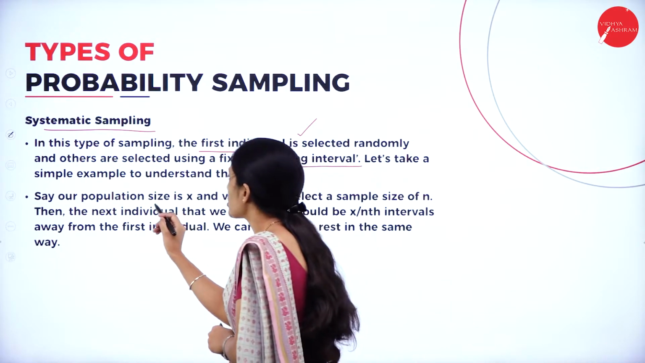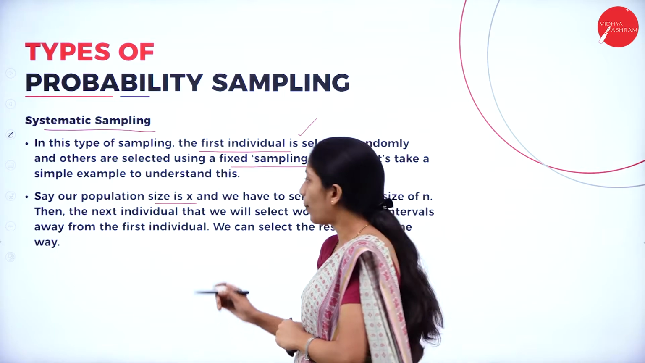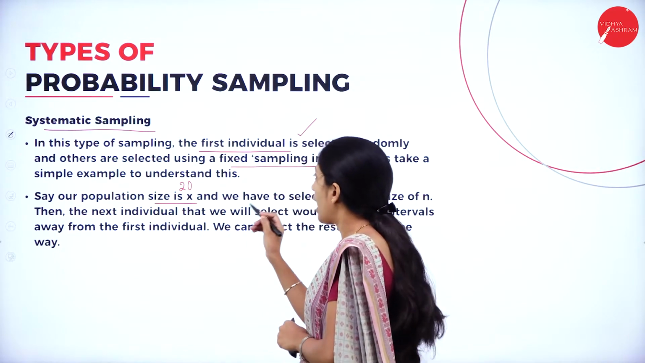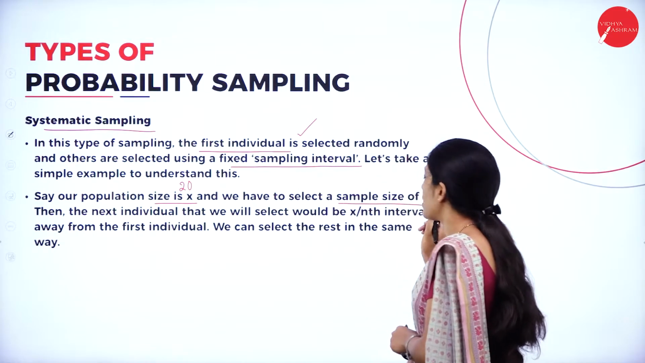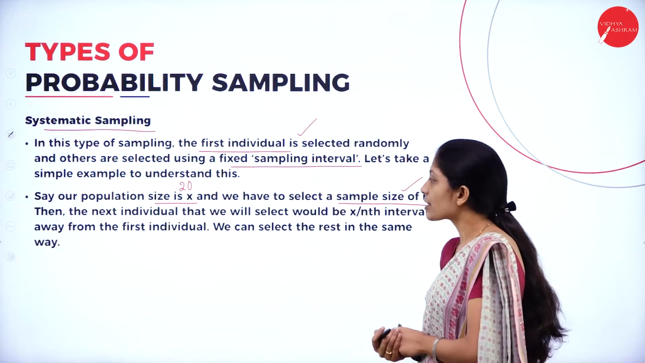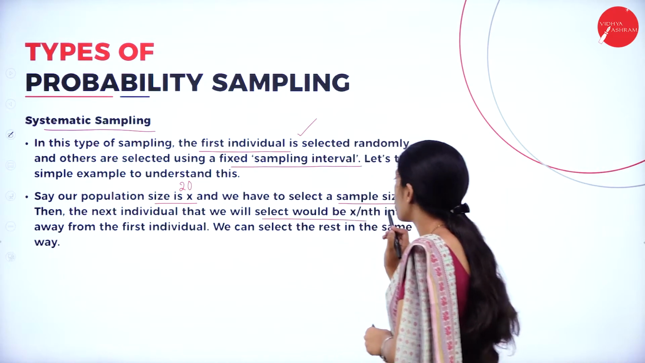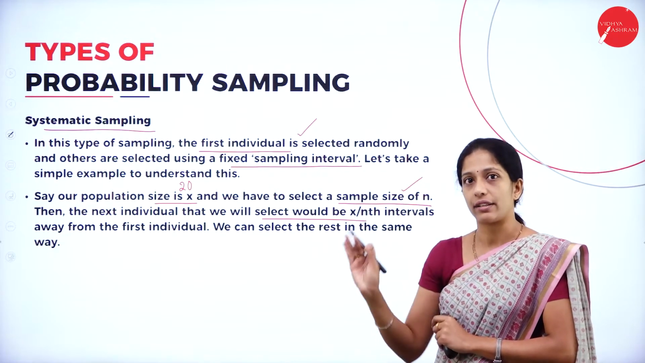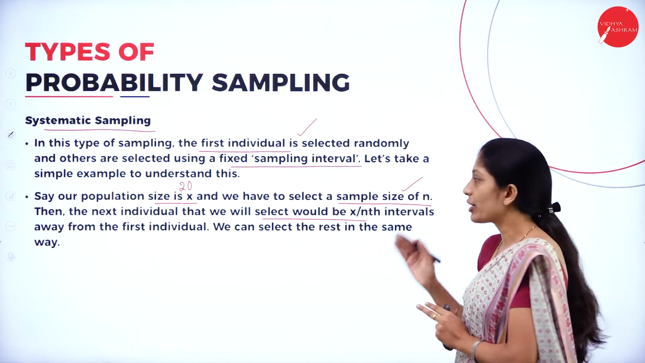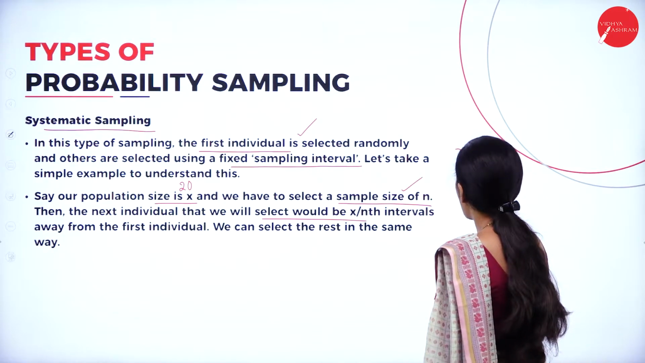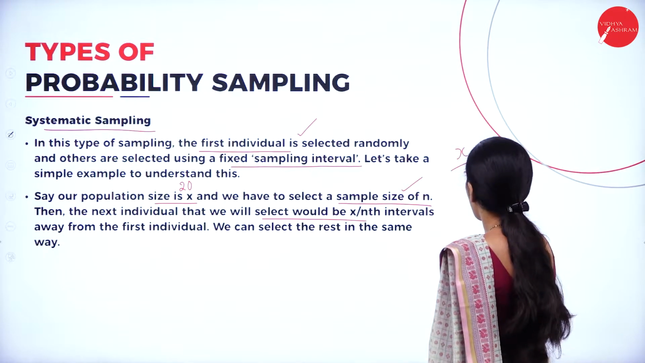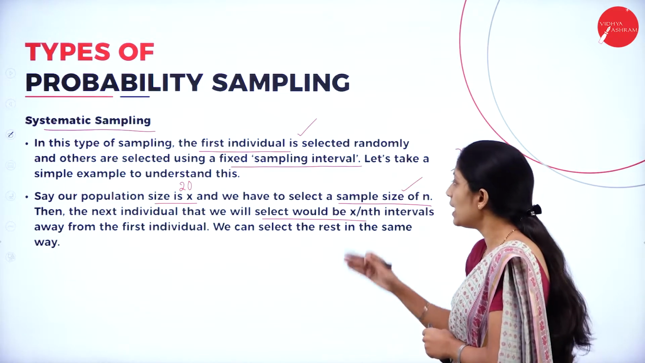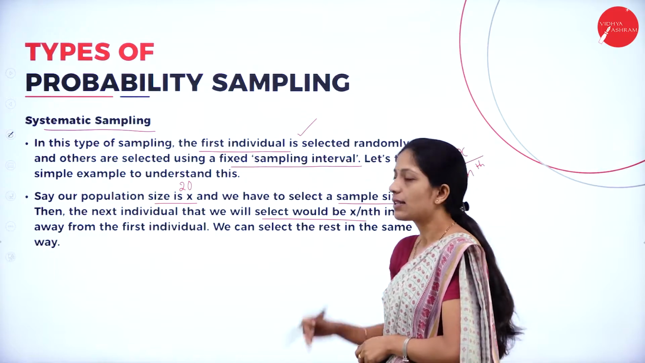Say our population size is X. Here I have taken it as 20 and we have selected a sample size of N. Then the next individual that we select would be at the interval X divided by N. So, the first individual I'll select randomly. After that, I'm going to select on the basis of X divided by N, that is, intervals away from the first individual, and we can select the rest in the same way.